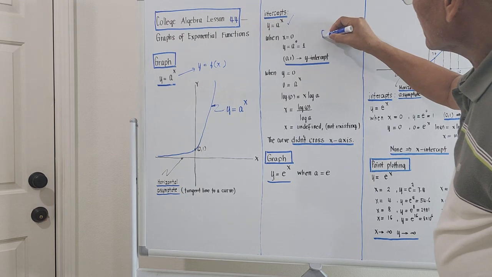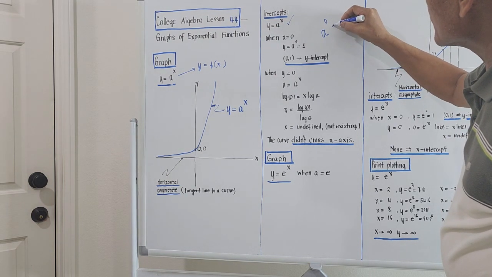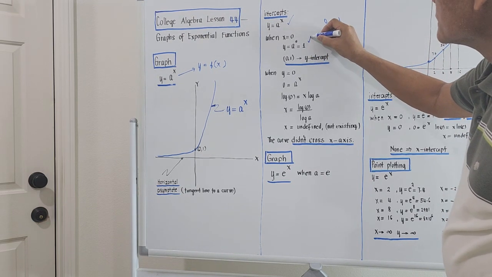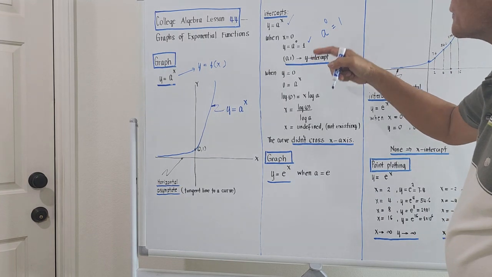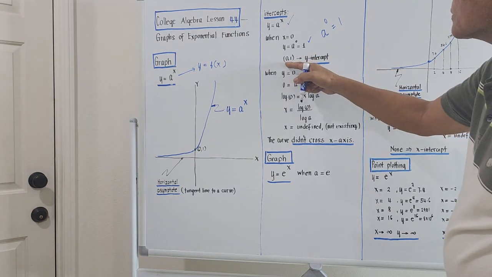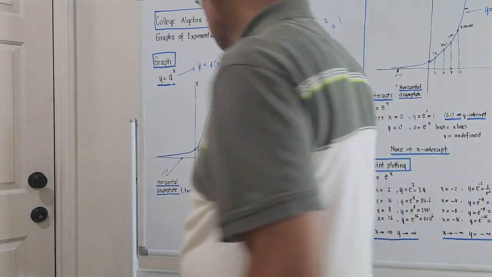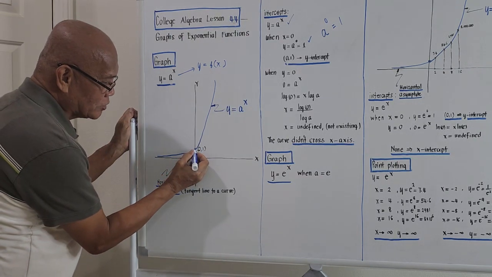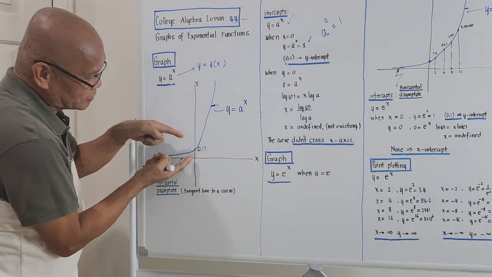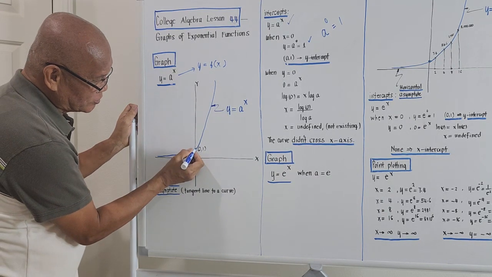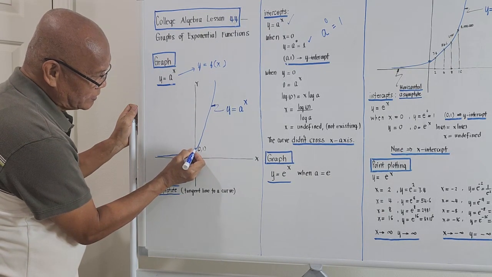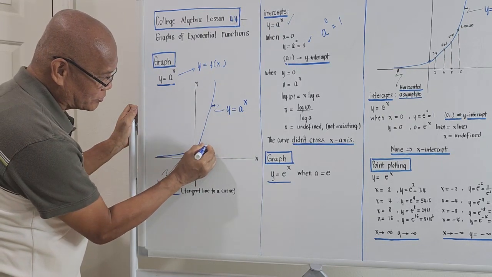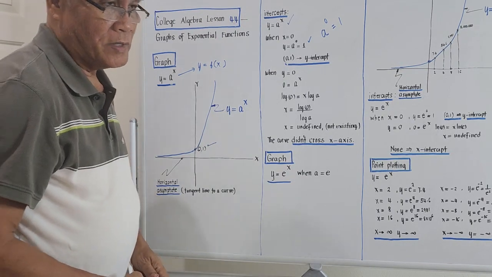And any number raised to 0 power is actually 1. So when x is 0, y is 1. So the coordinates of the y-intercept will be at the location 0 and 1. So when x is 0, y is 1. This height here is 1. So this curve here passes through the y-axis at this location here, at the location 0 and 1.